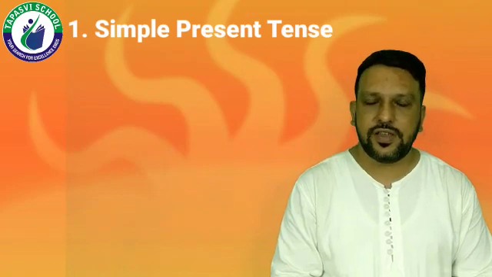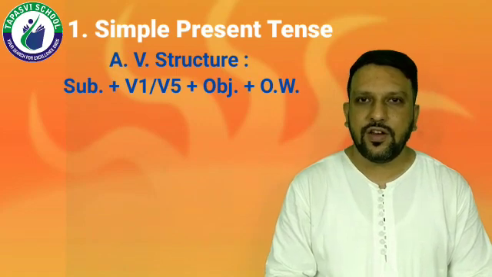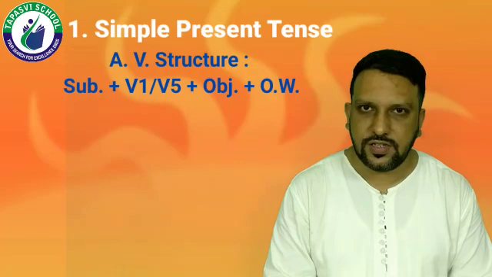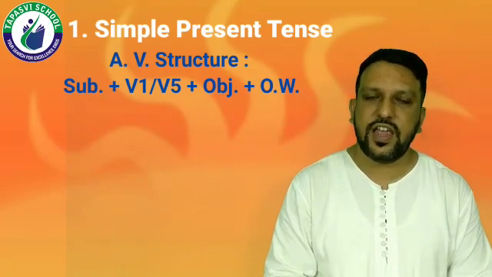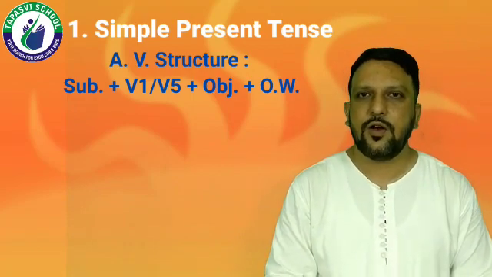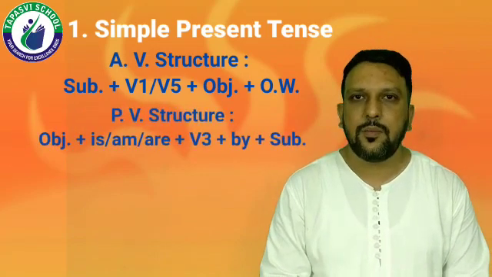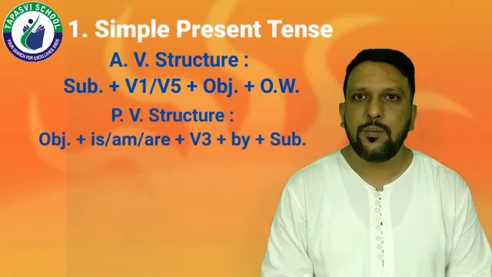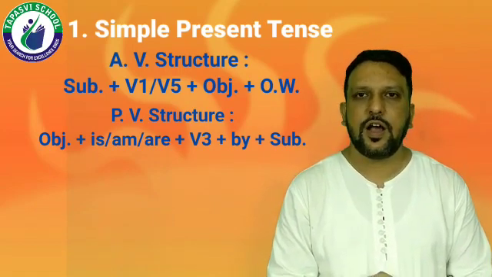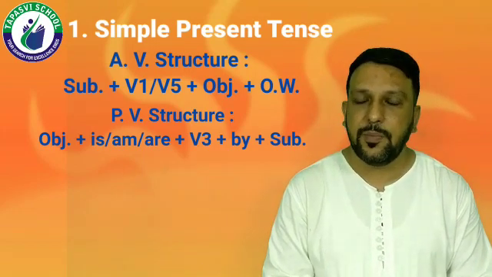The active voice structure of the simple present tense is subject plus V1 or V5 plus object plus other words. Now let me tell you the passive voice structure for the same: object plus is/am/are plus V3 plus by plus subject. These are the structures of active voice and passive voice in simple present tense.